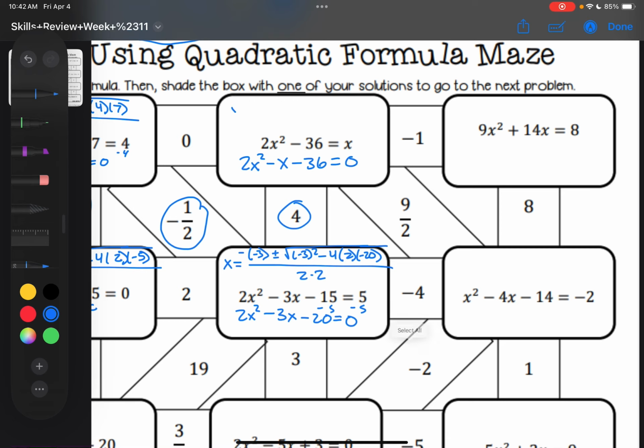From there, we have our x, and then our a, our b, and our c. So our b is -1, which is we're going to make sure the opposite of -1, plus or minus. Under the square root, we have a -1 squared minus 4 times our a and our c, which is 2 and -36, all over 2 times our a, which is just another 2 again. Then from there, we have our answer of 9/2.